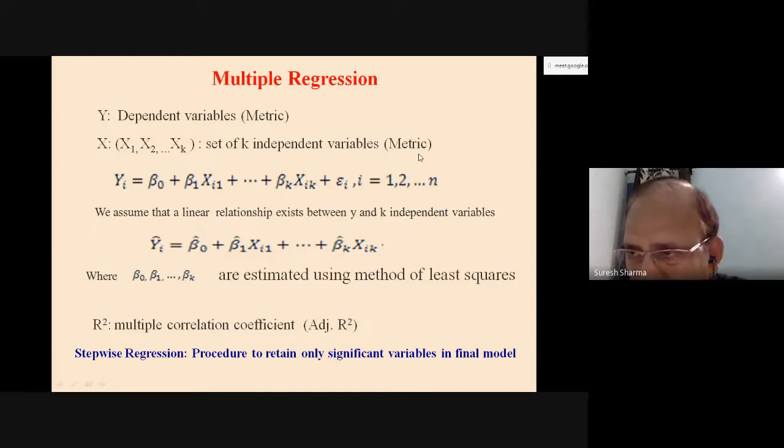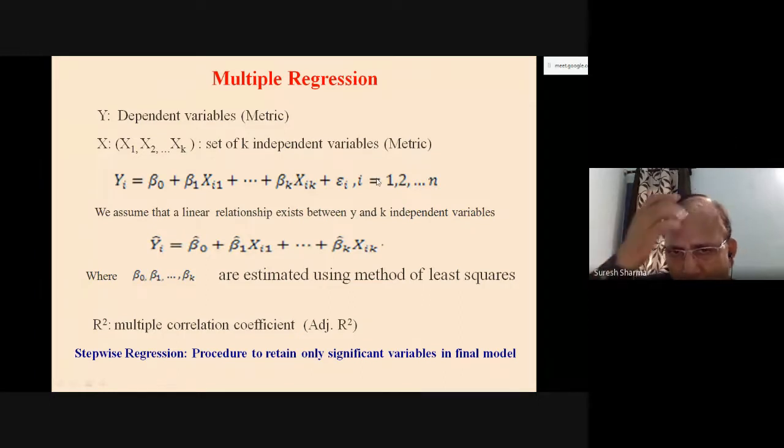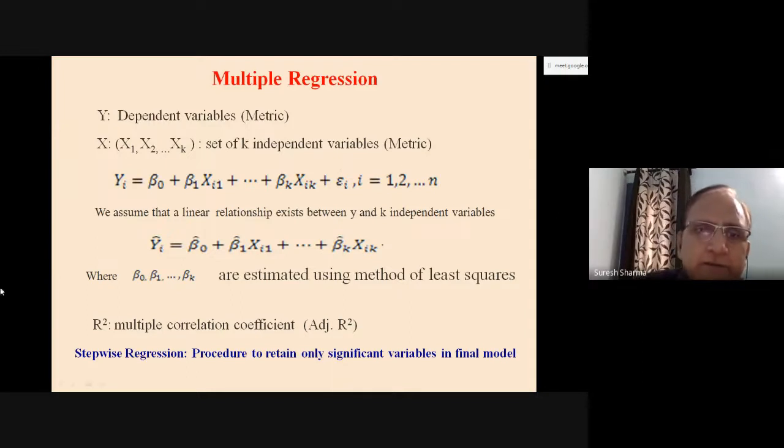Now, based on this, we again form an equation. What is that equation? Yi is equal to beta naught plus beta 1 x1 plus beta 2 x2 plus up to beta k xk, because there are k independent variables, plus some epsilon, that's uncontrollable error, right? And you are dealing with n number of observations. We again apply the method of least squares, and we will get the estimates from the given data.